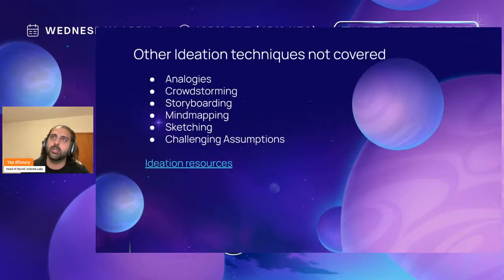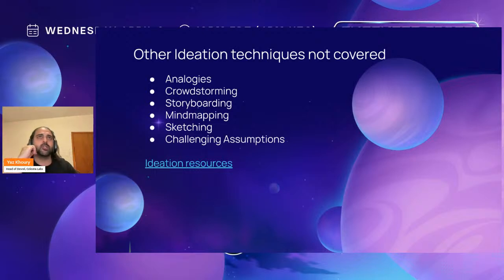Crowdstorming can be effective, where you gather feedback from your community for different ideas. You can do storyboarding, which allows you to create sketches, stories, and diagrams to help you map out your ideas better. There's mind mapping, which is like sketching, but you're not focused on illustration, just mapping the ideas as statements. There's sketching as well, which is like storyboarding, but you're just sketching out how you can implement your idea.